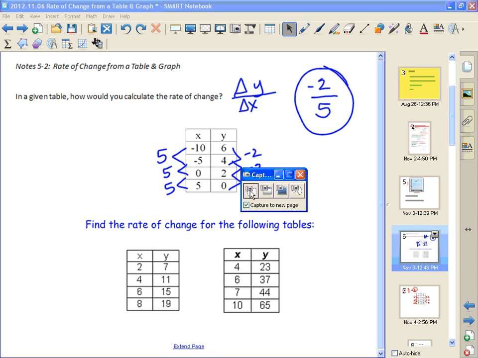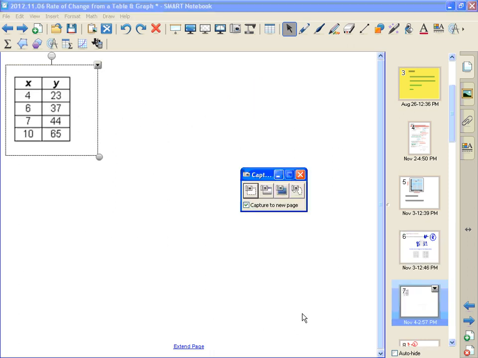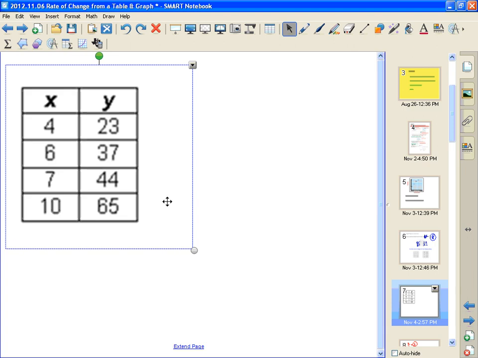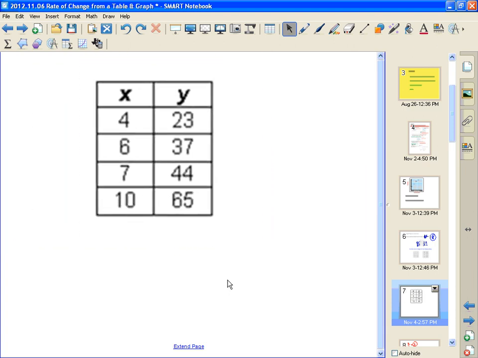Okay, and then for the other table there, when I look at my y values, from 23 to 37, the change is 14. And then from 37 to 44, the change is 7. And then from 44 to 65, the change is 21. So some people get a little bit nervous when they see numbers in the change in y that are different, and they're like, oh, wait, there's not a constant rate of change. But that's not always necessarily the case. You have to go across and check the x column and see if it might reduce to the same number.